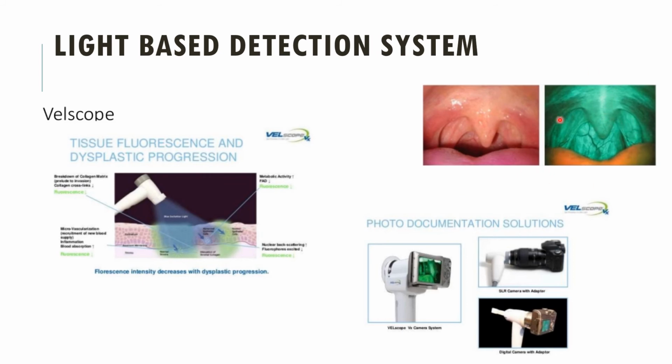So this is the normal, and when you're using this Wellscope over here, you'll see the normal tissue will emit green light. And if there's a lesion present, that lesion will appear darker in this light-based detection system. Now you can see how easy it is.